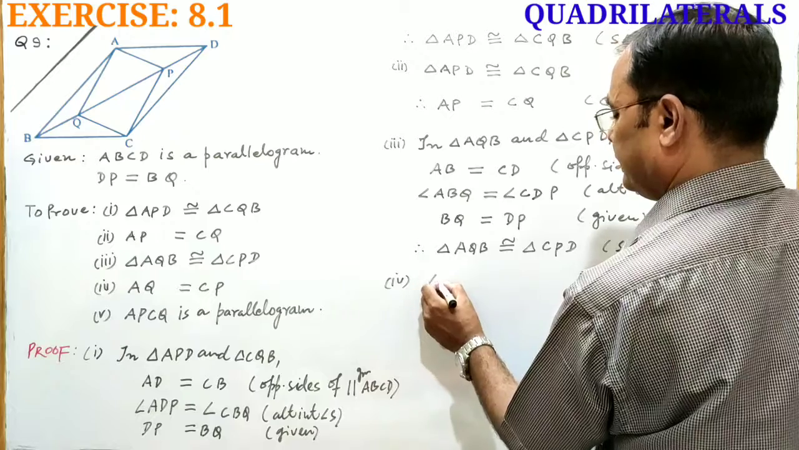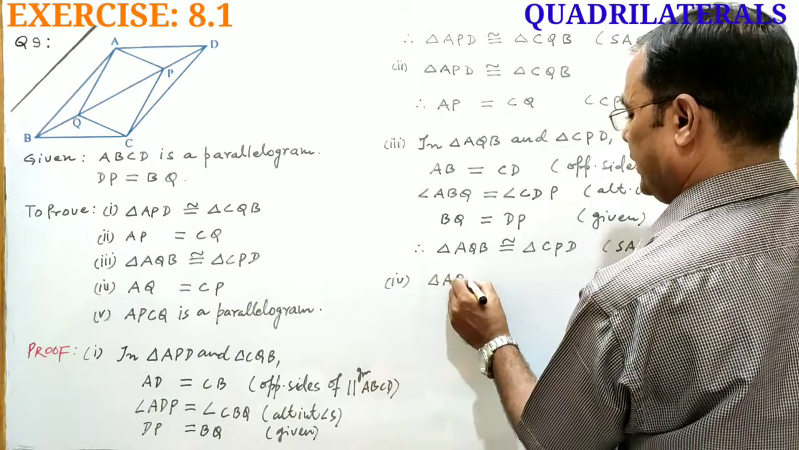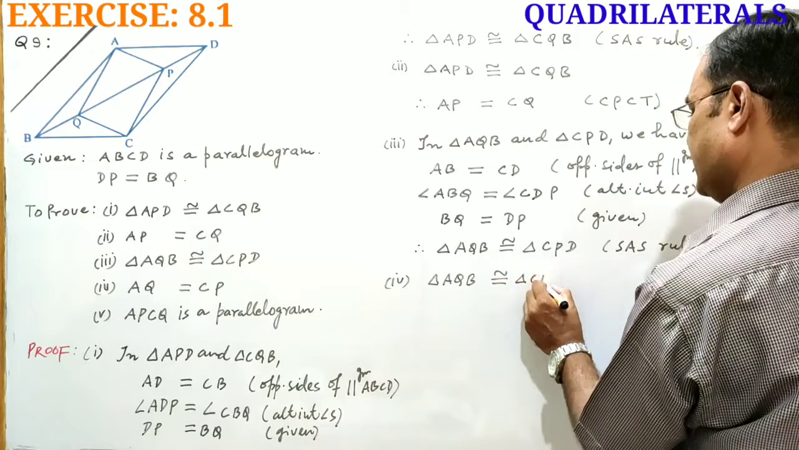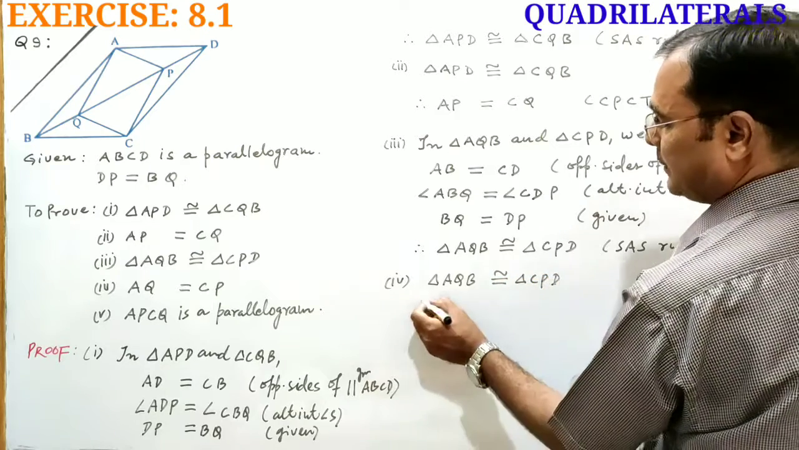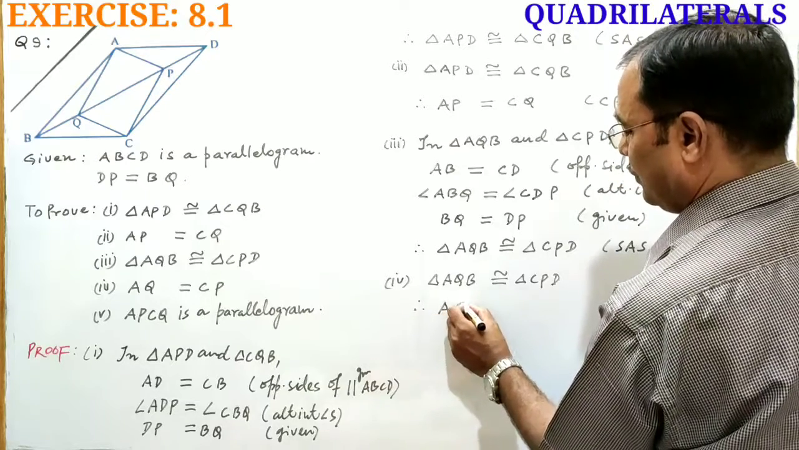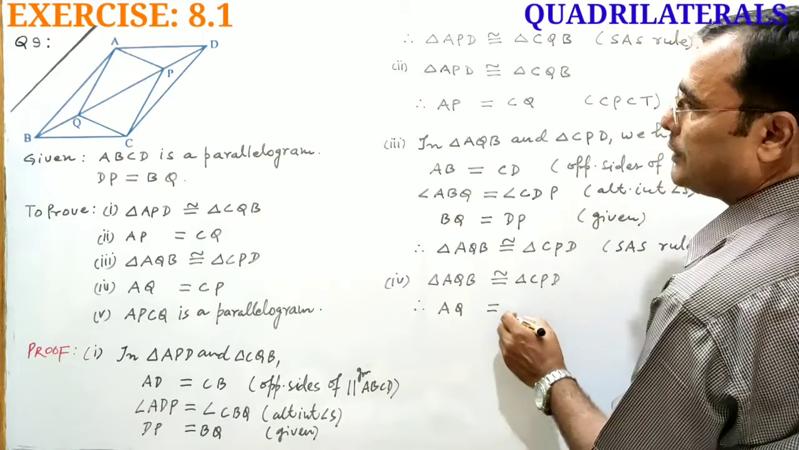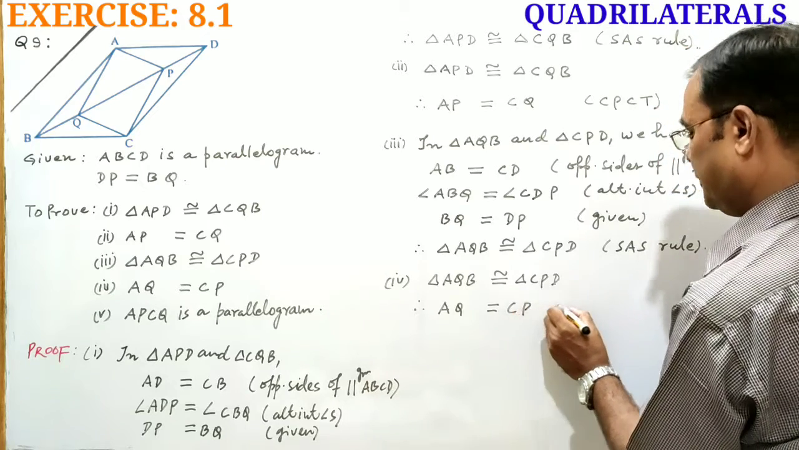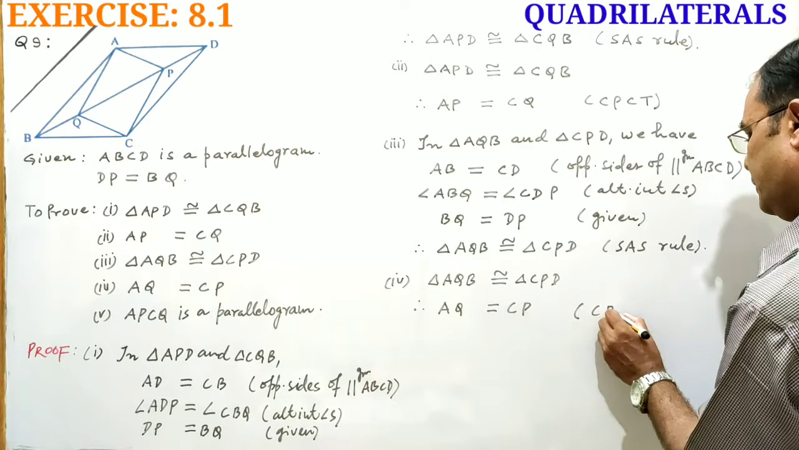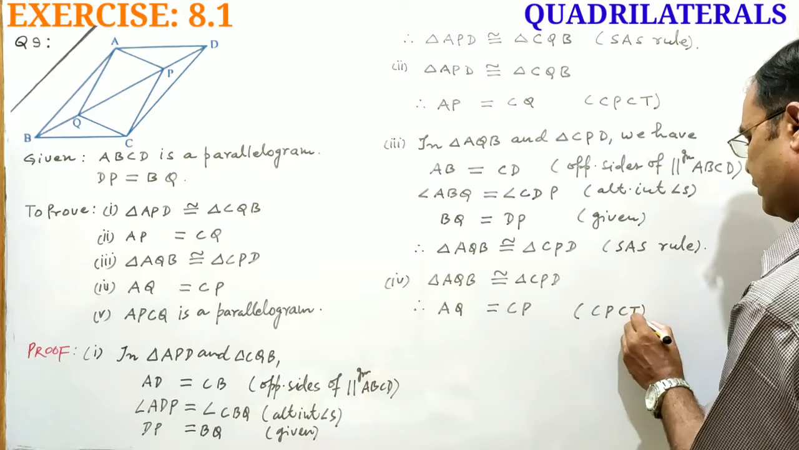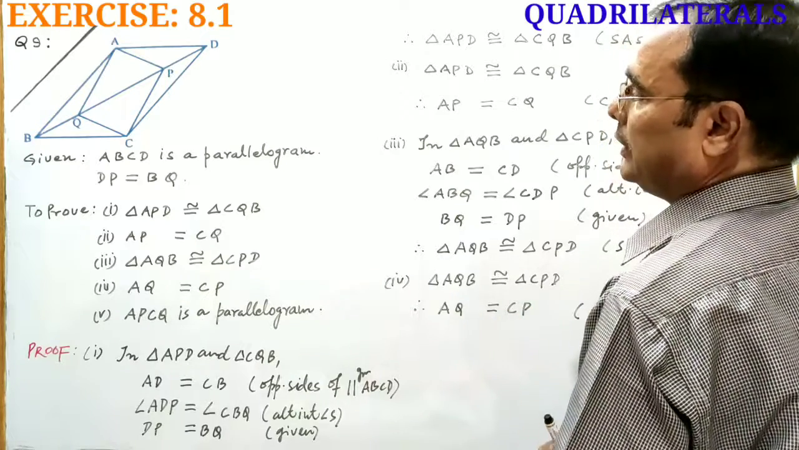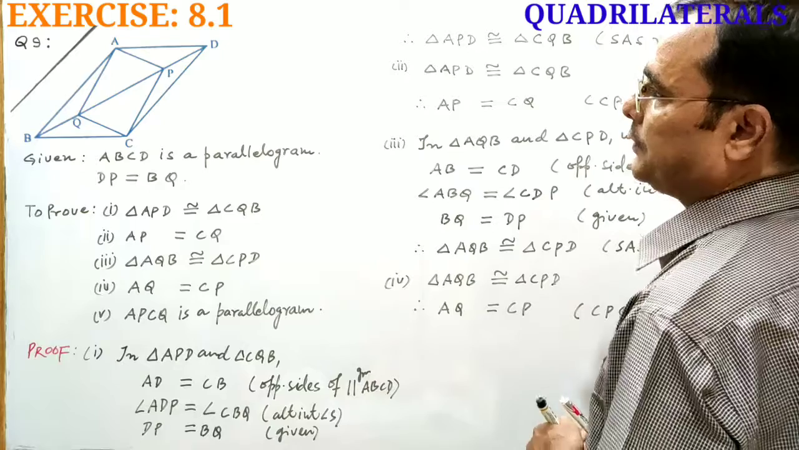Fourth part, triangle AQB we have proved congruent to triangle CPD, and therefore AQ is equal to CP because they are corresponding parts of congruent triangles. So by CPCT AQ is equal to CP.